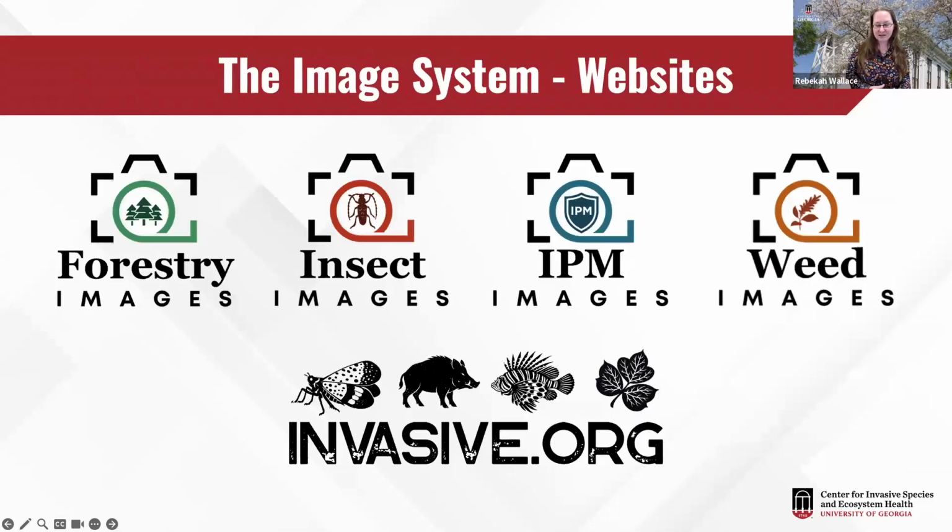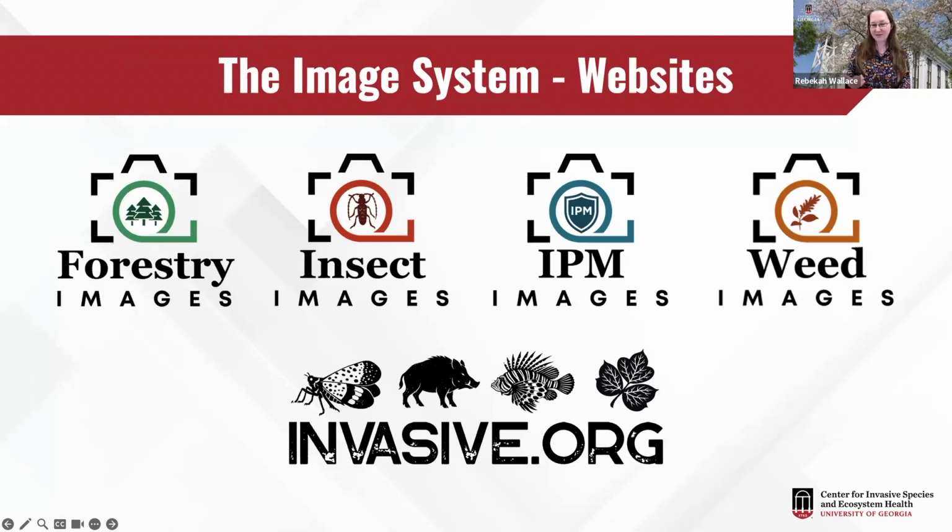So the image system, as Debbie said, is 5 websites that are fed from the same image database. So the forestry images, insect images, IPM images, weed images, and invasive.org are where you can find all of these images that are contributed by our various professional sources.